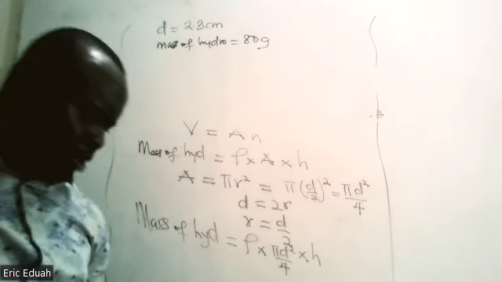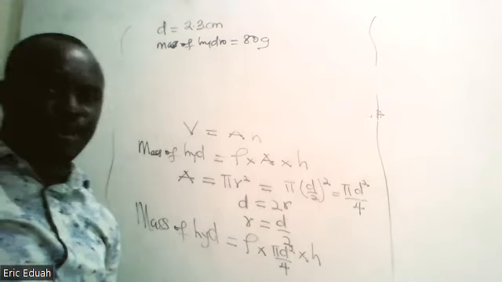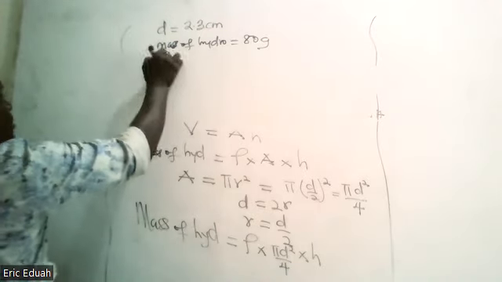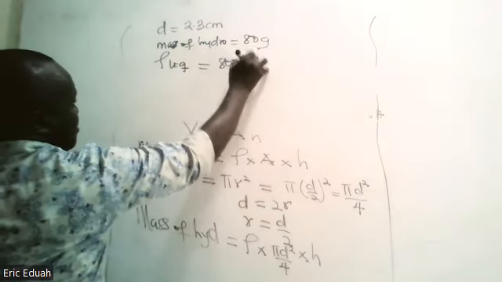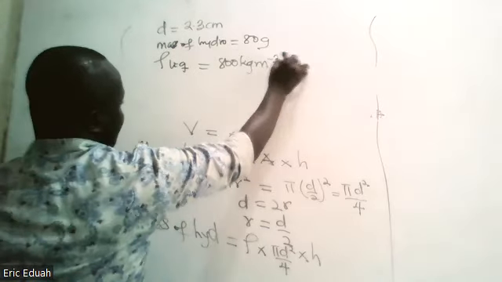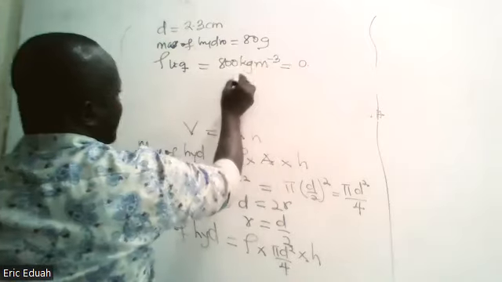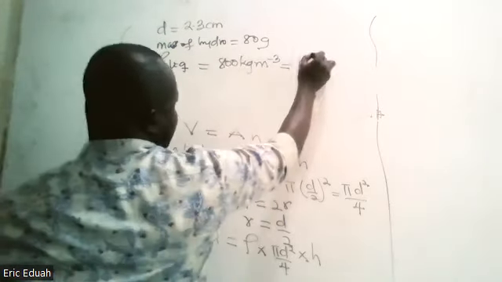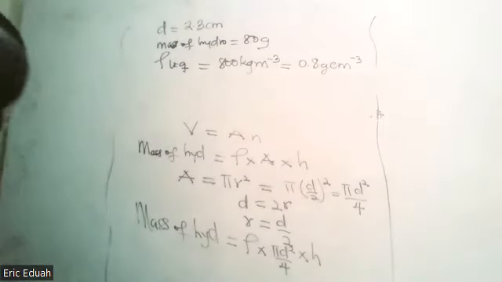If it floats in a liquid of density 800 kilogram per cubic meter. So density of liquid equals 800 kilogram per cubic meter. When we divide through by 1,000, this is equal to 0.8 gram per cm cube. Okay, and I'm converting because all other units are not in SI. That's why.